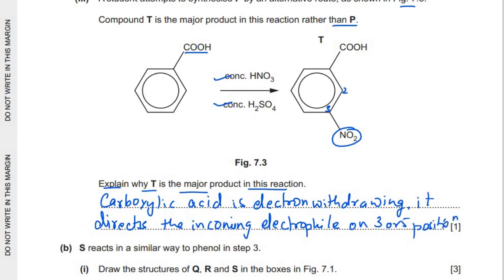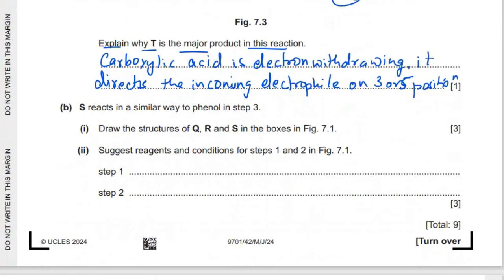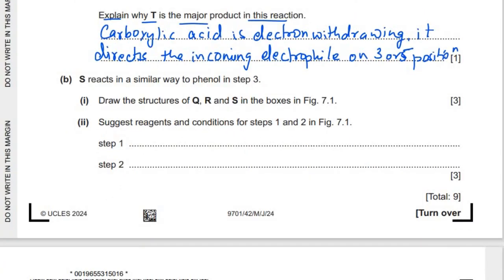So if carboxylic acid is already present on the benzene, then the incoming group will come on third or fifth position. So here the third and fifth position is actually same, because if the nitro group comes on this position, from this side again it's the third carbon, so it's the same. So incoming electrophile is directed on third and fifth position if an electron withdrawing group is present on the benzene. That's how the reaction occurs.